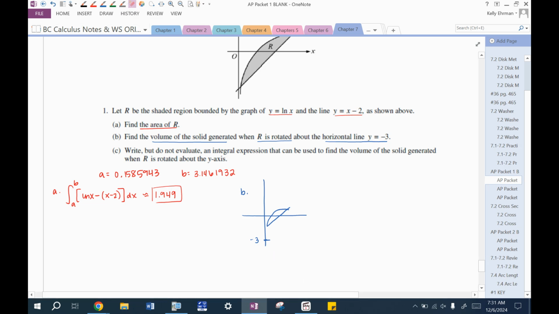So we need this, our little axis of rotation. Then we want from the outside of our function to the axis of rotation. That's our capital R. So capital R is what's the top function there? That's ln x minus the axis of rotation, -3. So it's actually ln x plus 3. The signs do matter here.